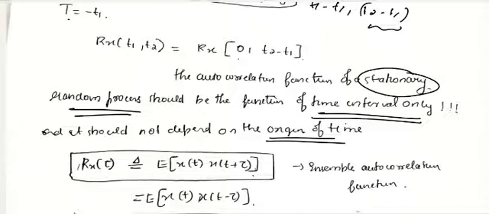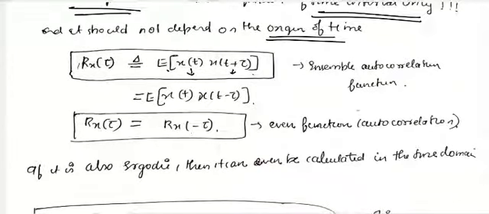Rx of tau is equal to the expected value of x of t into x of t plus tau. This is an important formula. The autocorrelation can be found out by taking the mean of the product of x of t and a shifted version of x of t. It can be shifted to the left or right, so it can be x of t into x of t minus tau as well.